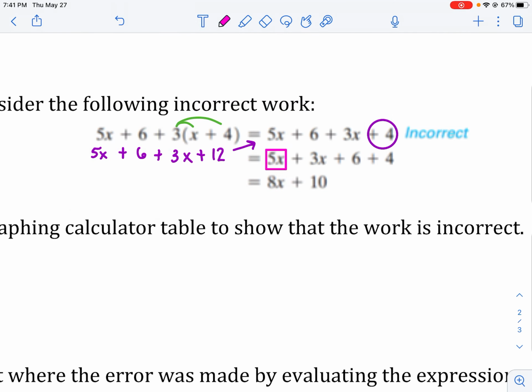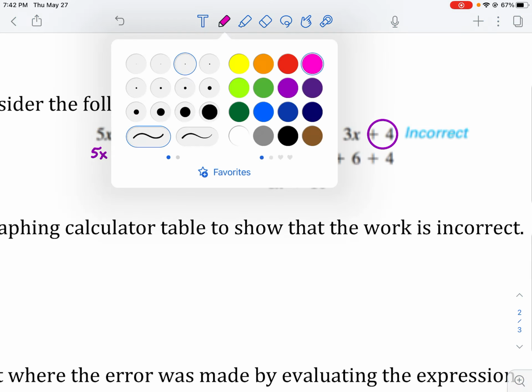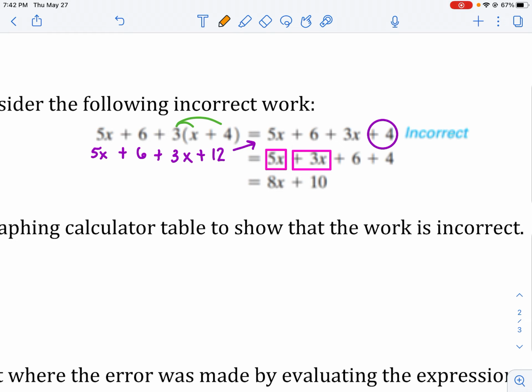5x and 3x together to make that 8x. And then they put the 6 and the 4 together to get the 10. So they didn't make any other errors, they just made an error at the very beginning, but it's going to be a costly one because they're going to get the incorrect answer.